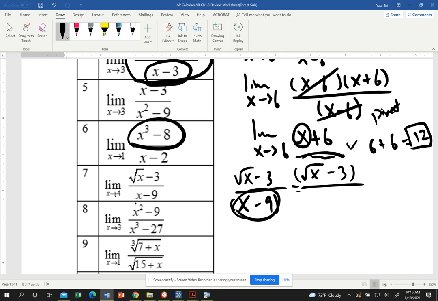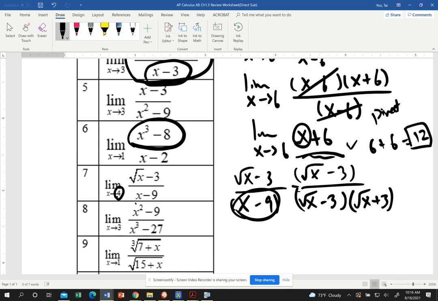Anybody have an idea? Square both the top and the bottom? No, you don't use square root on both top and bottom. Square root of x plus 3. Do you see the difference of two squares like that? But for this particular problem, I think it will be okay because this is 4, not 9. So you can use direct substitution.